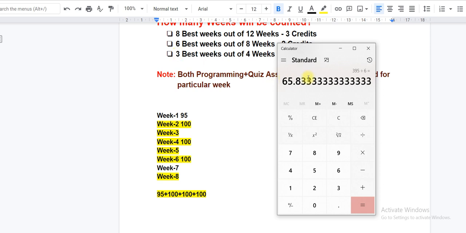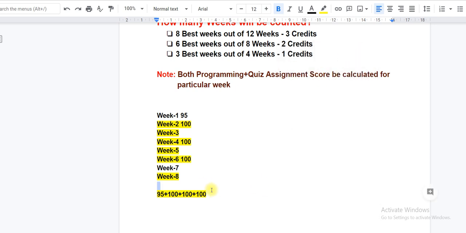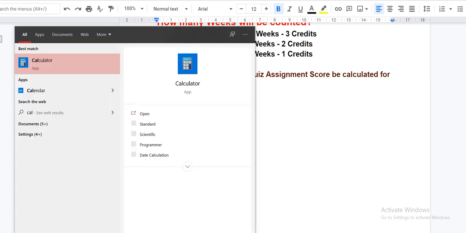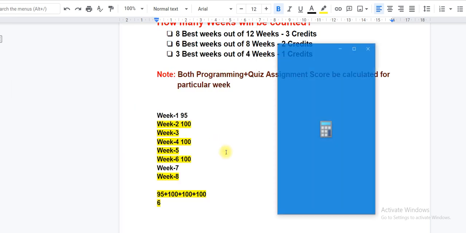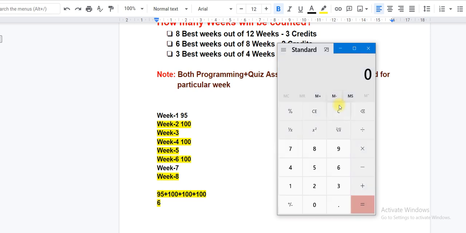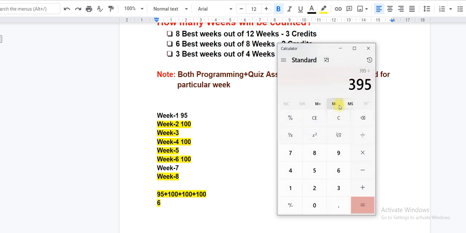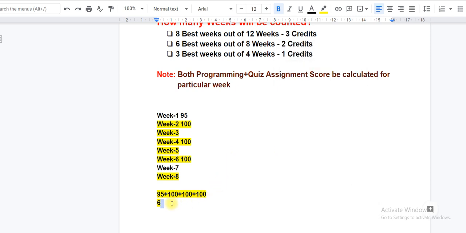Okay guys, so here our score is going to be 65.83 in this case. Sorry, I have closed the calculator mistakenly. So 395 by how many? 6, right? So 65.83. 65.83 percent of how many? 25. So what will be the score, guys?